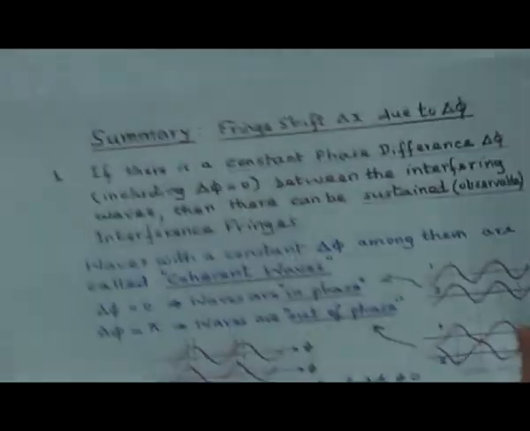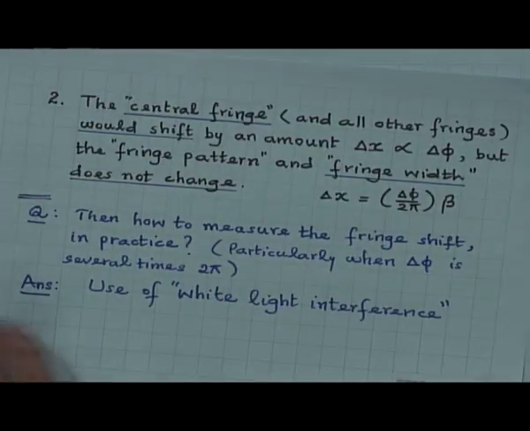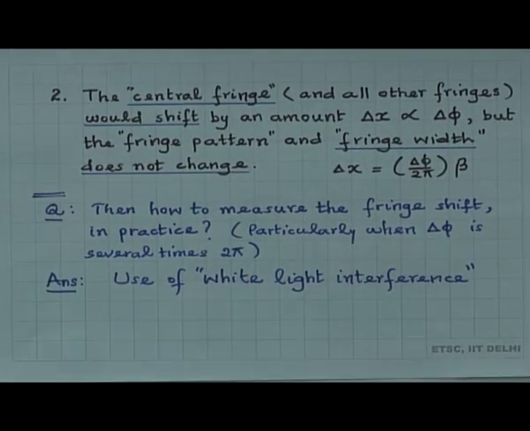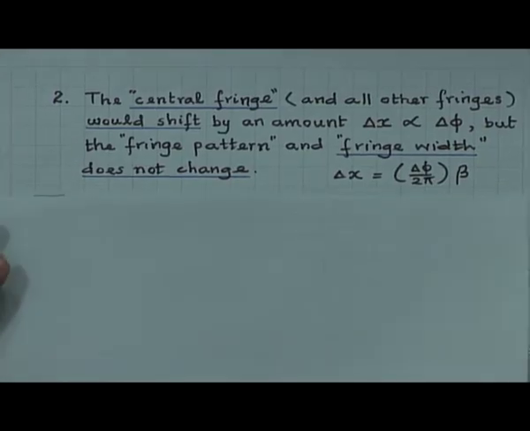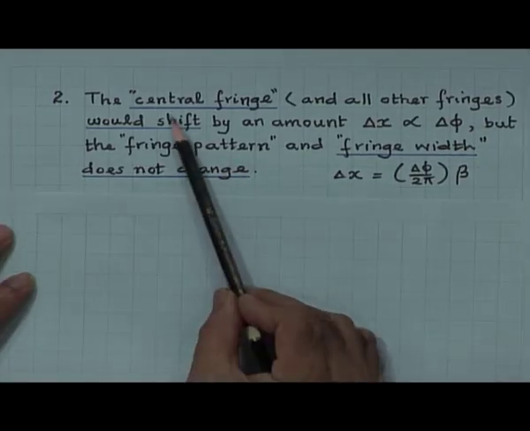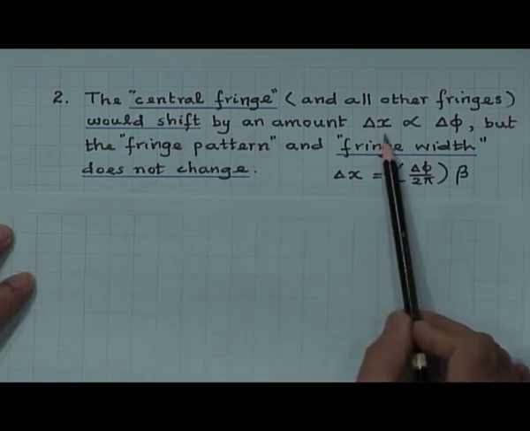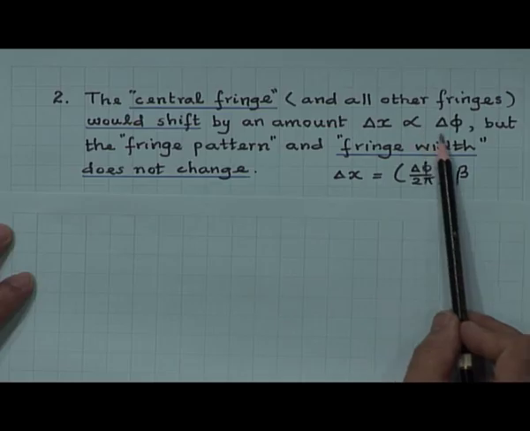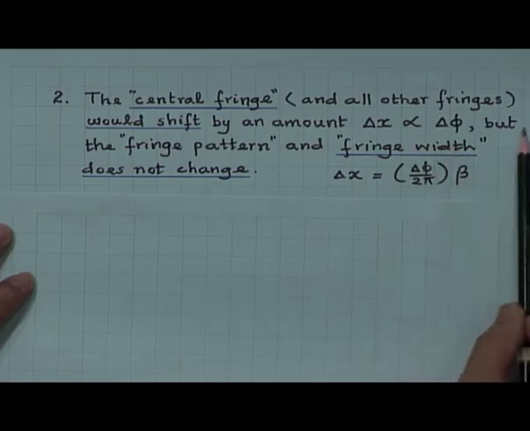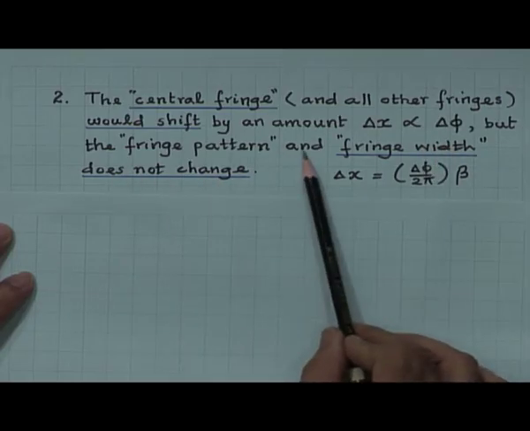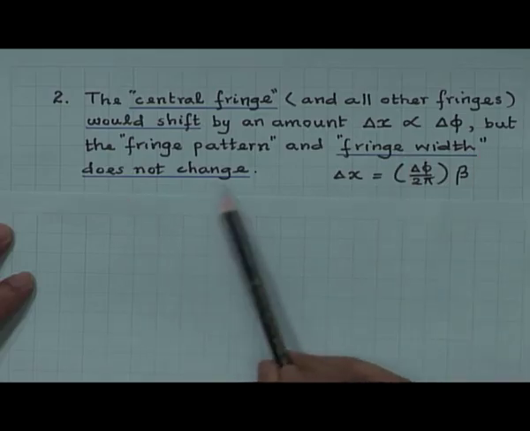This is the first point. The second point that we have is the central fringe here and all other fringes. Let us look at this. The central fringe and all other fringes would shift by an amount delta x, which is proportional to delta phi, but the fringe pattern and the fringe width does not change.